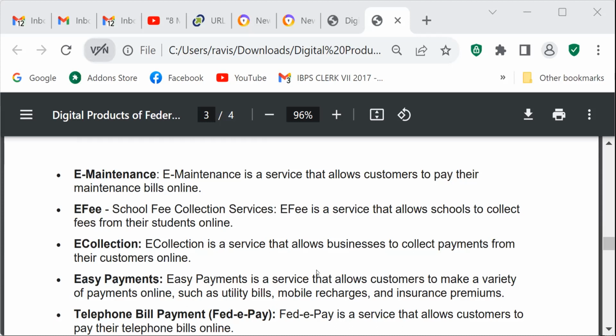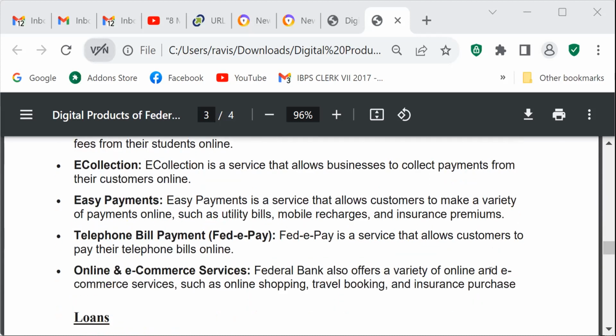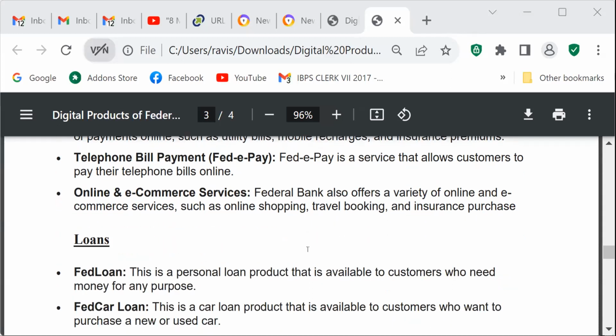E-maintenance. E-maintenance is a service that allows customers to pay their maintenance bills online. E-fee, school fee collection services. E-fee is a service that allows schools to collect fees from their students online. E-collection. E-collection is a service that allows businesses to collect payments from their customers online. Easy payments. Easy payments is a service that allows customers to make a variety of payments online, such as utility bills, mobile recharges, and insurance premiums.